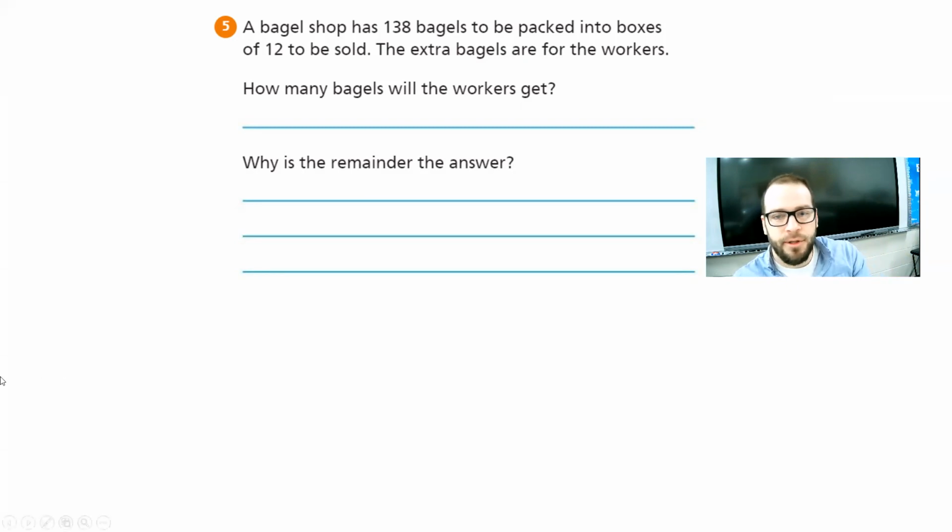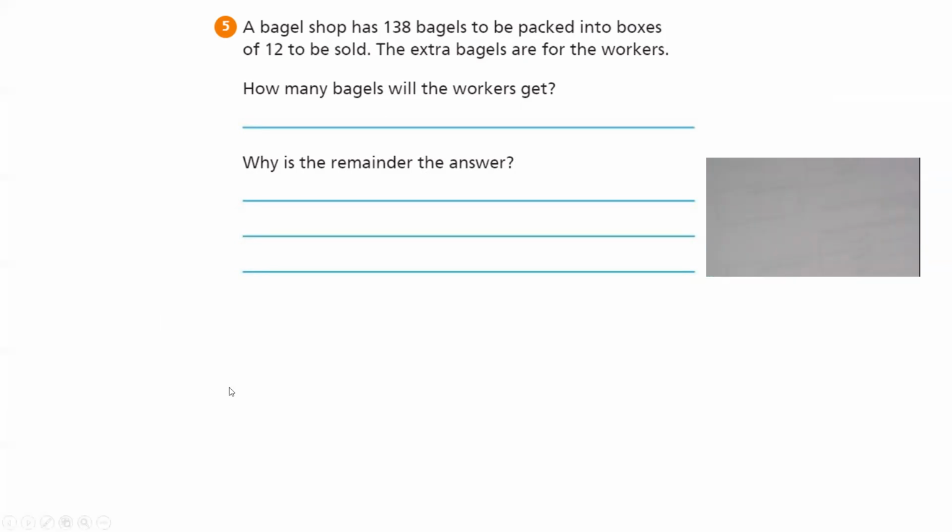Isn't that phenomenal? And then that's really the only question they're asking us. They don't care how many 12s are in 138. They're not asking us how many boxes are going to be packed. They're only asking us how many bagels the workers are going to eat. So what I would like for you to do is practice. I mean, you basically have to know the answer to get the remainder anyways. Once again, this one's a little more doable. Let's end on a positive note. Try this one out on your own.